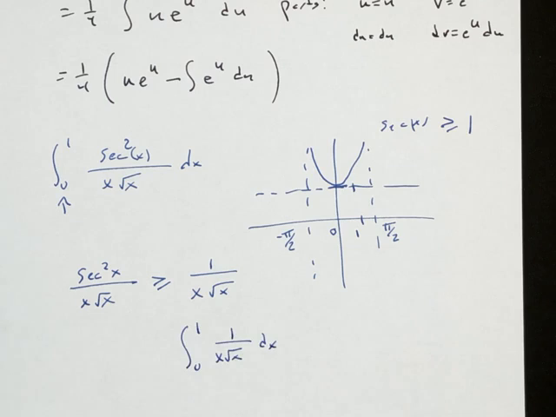Now that's an improper integral, yes? Because it's undefined at 0. Gives me all sorts of haywire behavior at 0. So I need to do a limit to do this integral. With me so far?